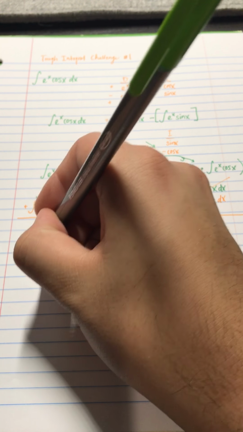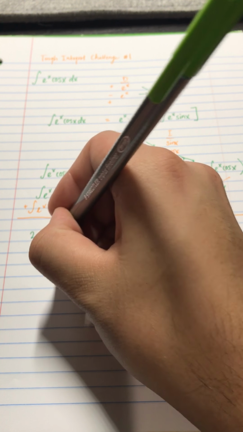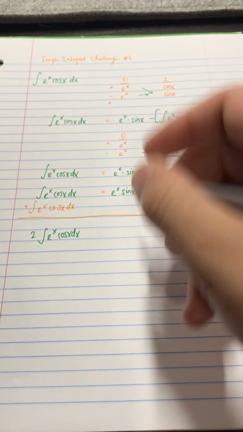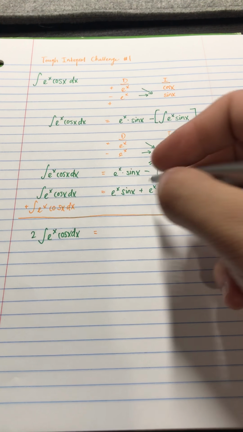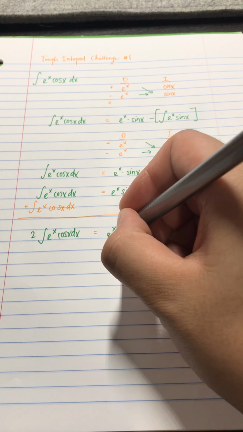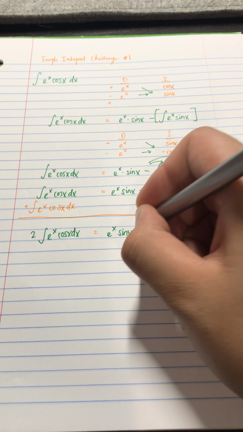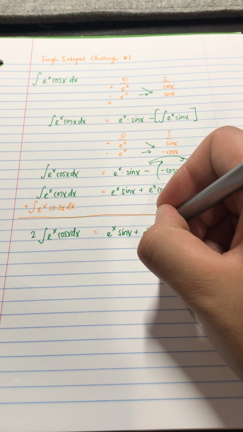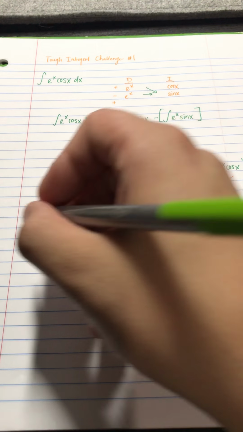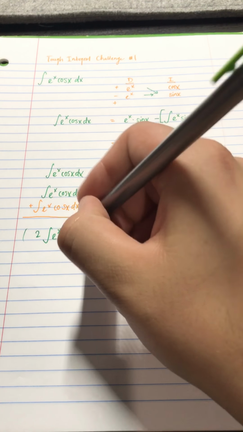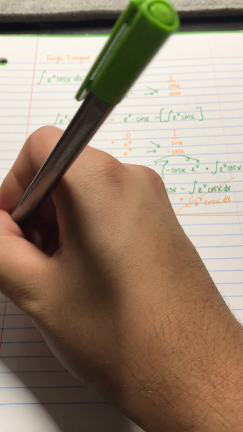2 times our original integral of e up to the x cosine x dx, and this is equal to everything that wasn't added to this side of the equation, so e up to the x sine x plus e up to the x cosine x. And the last step to solve this integral is to simply multiply both sides of the equation by 1/2.